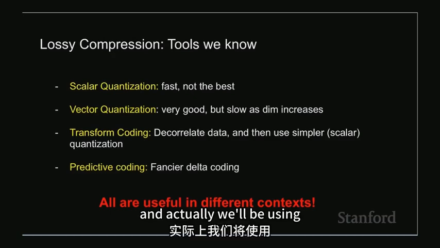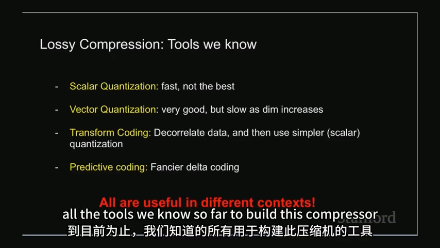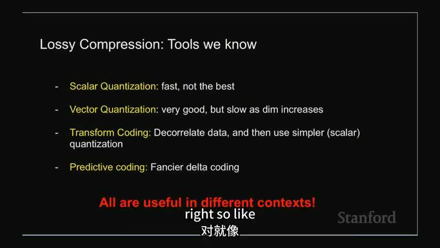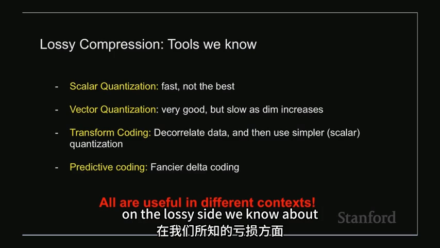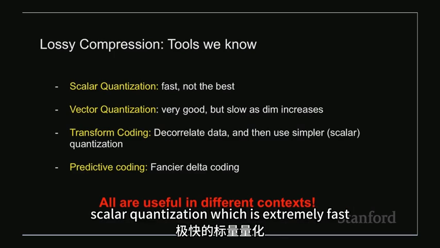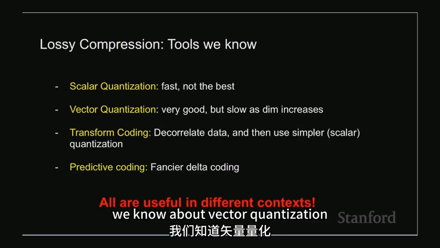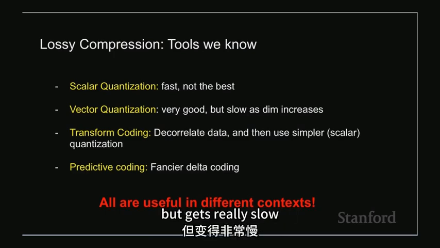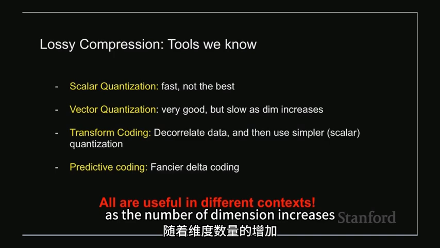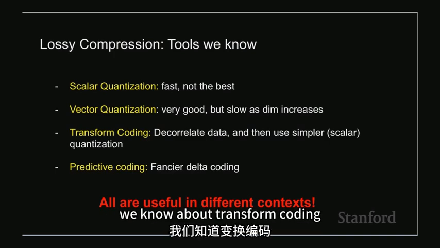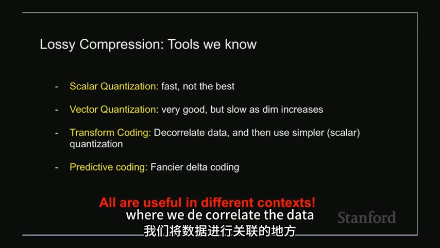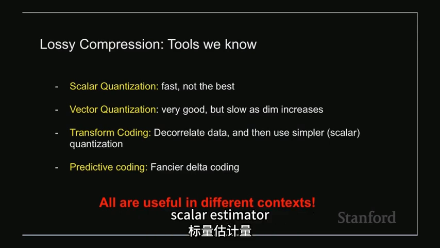And actually we'll be using all the tools we know so far to build this compressor. On the lossy side, we know about scalar quantization, which is extremely fast, but not the best. We know about vector quantization, which is extremely good, but gets really slow as the number of dimensions increases. We know about transform coding, where we decorrelate the data and then use the simpler scalar quantizer.